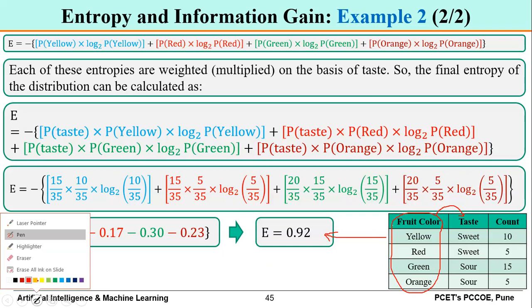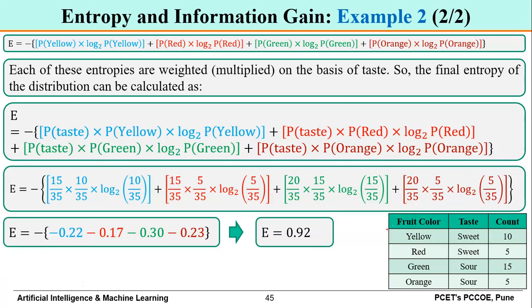So if there are more than three parameters, let's say size, again you can take some random values and you can also calculate the entropy values. So this is the second example.